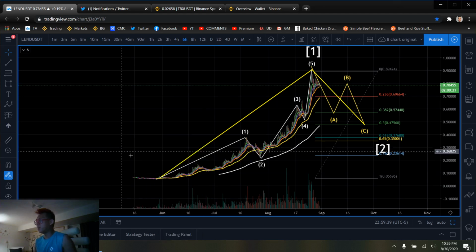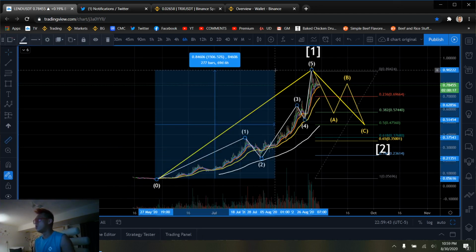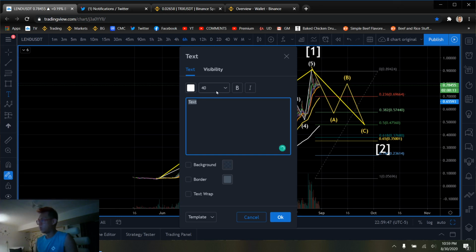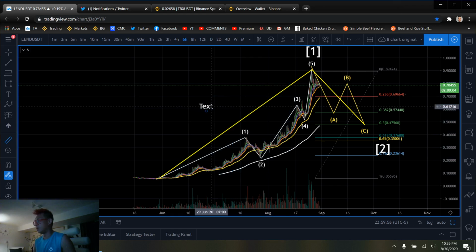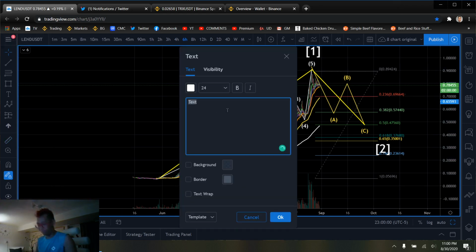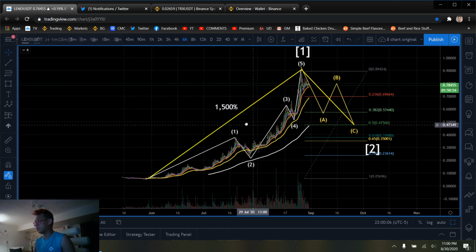So, let's just say we trace to like 0.5 or whatever. Or 0.6, right there. It retraced to right there. Okay, that means that this right here, we're going to say it went up 1,500%. Okay? Was it 1,500? Can't remember. Wow, okay, 1,500%. That's what it did, literally.